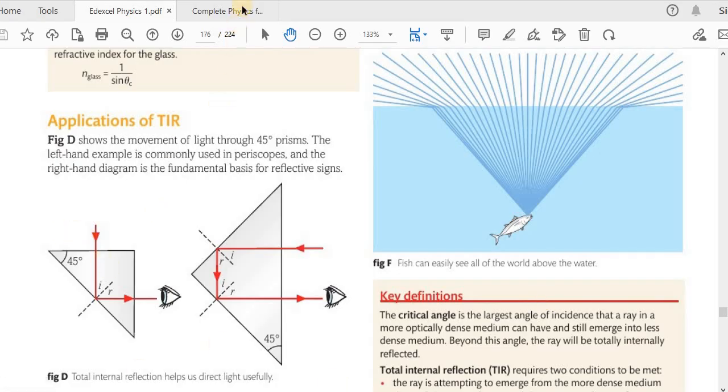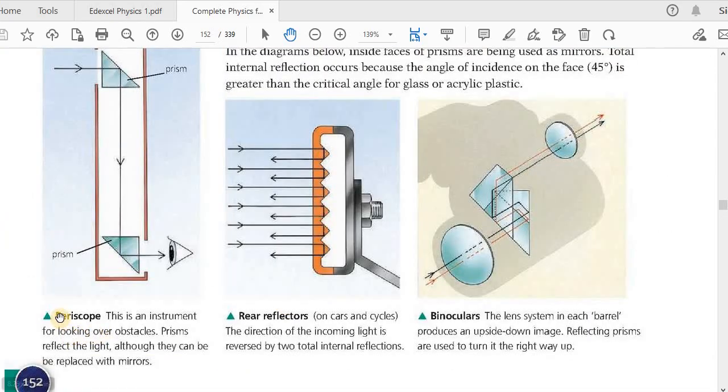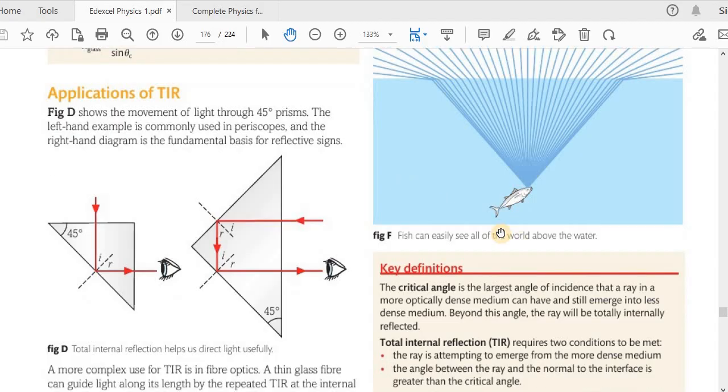We saw several uses: endoscopy, optic fibers, periscope, rear reflectors, binoculars. You know, binoculars are used to see objects far away. Again, if you are not familiar with some word, or what a binocular is or what an endoscope is, you can always Google it, or you can search it on YouTube. You might find a very good explanation of what an endoscope is, what a periscope is, and whatever you want, binocular, you can see the details.